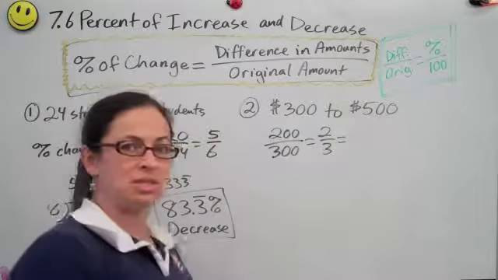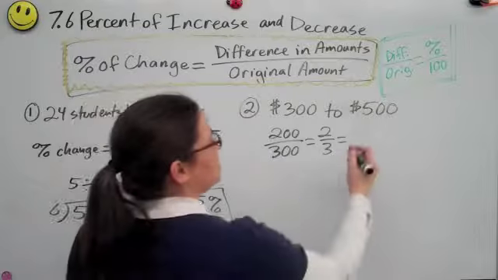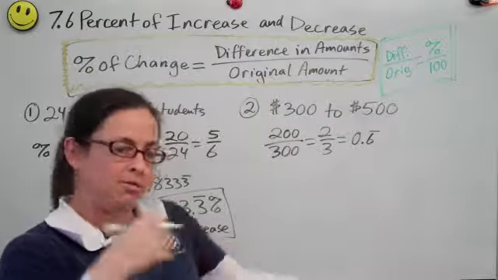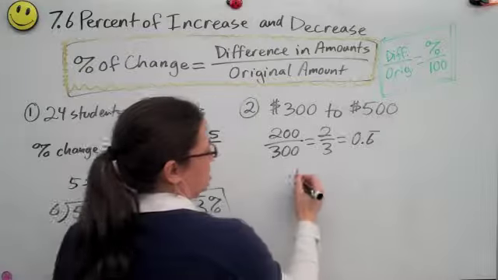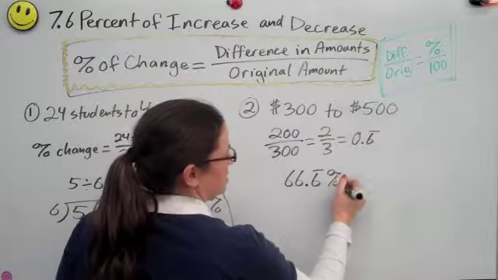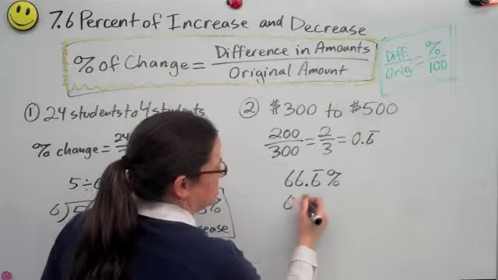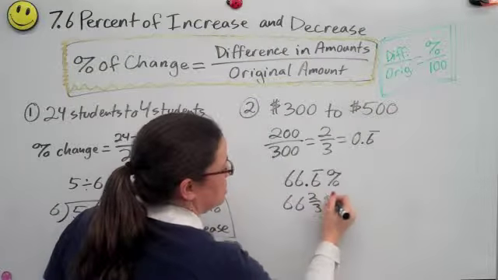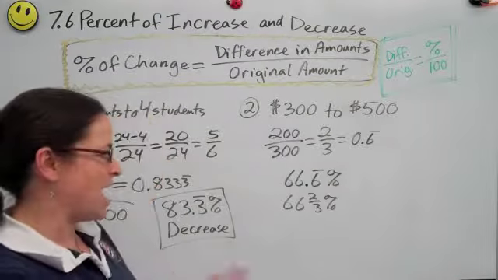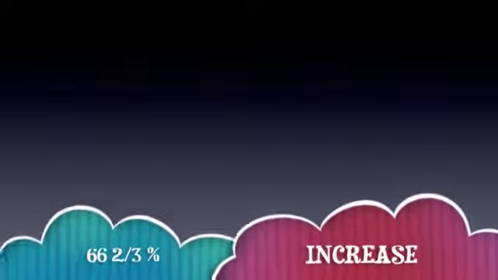Do we know 2/3 as a decimal? Yeah, it's 0.6 repeating. So if I want to change that into a percent, we would call that 66.6%. Or if you'd rather, you can say 66 2/3%. And we went from 300 to 500, so that's an increase.